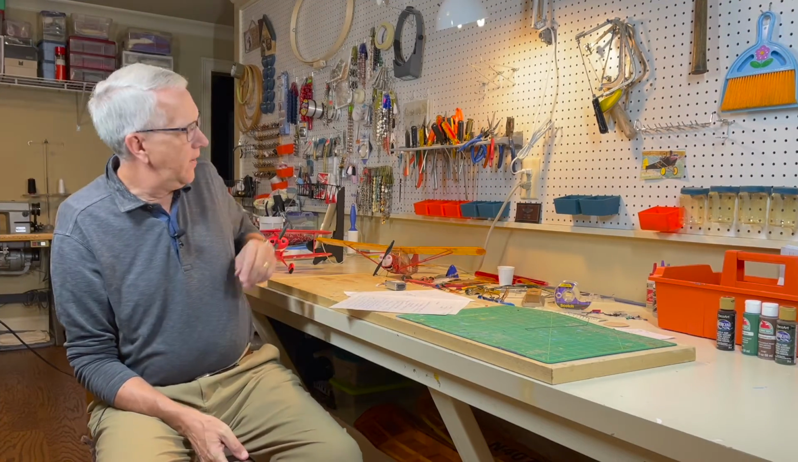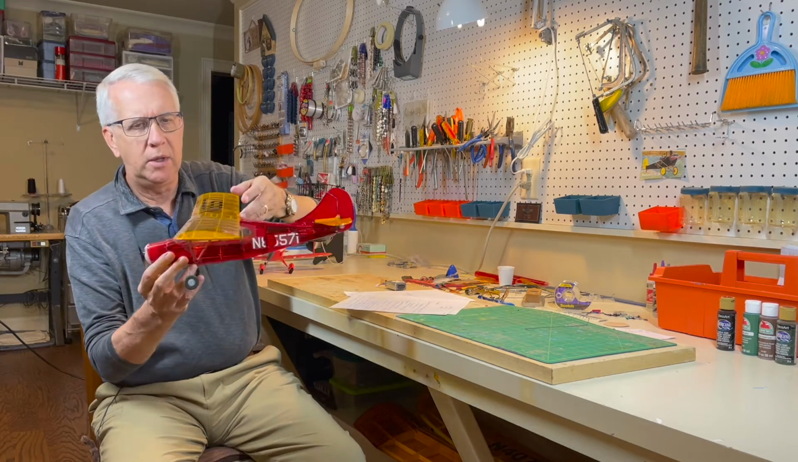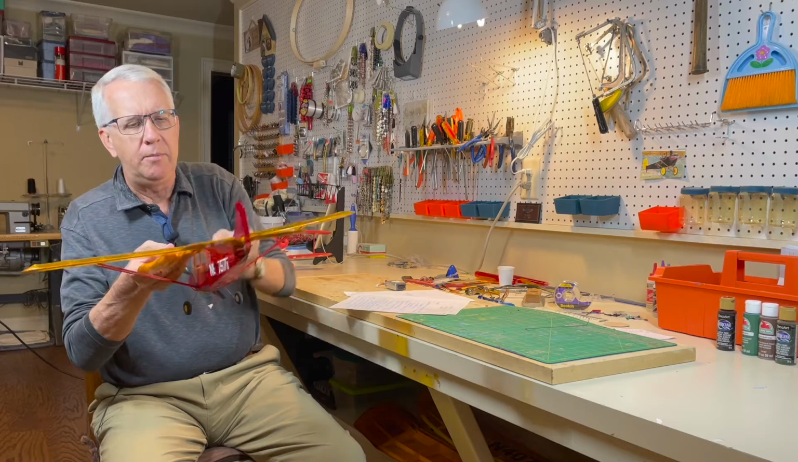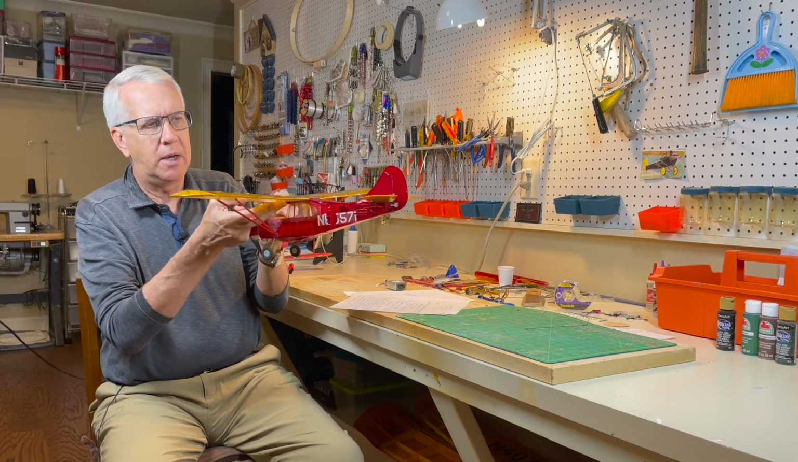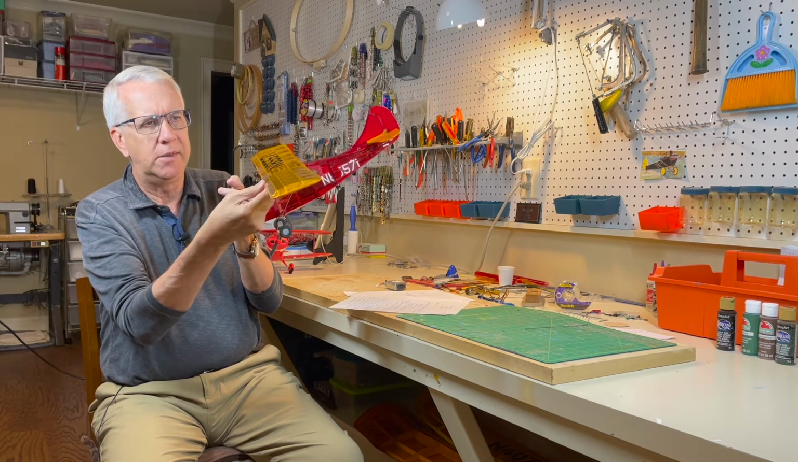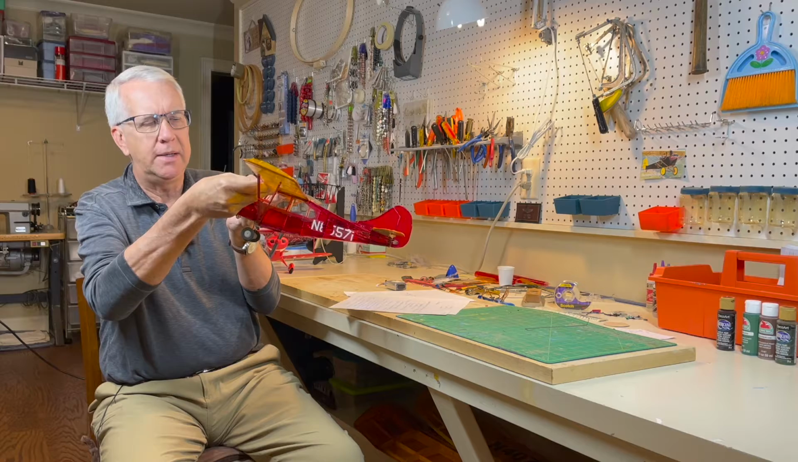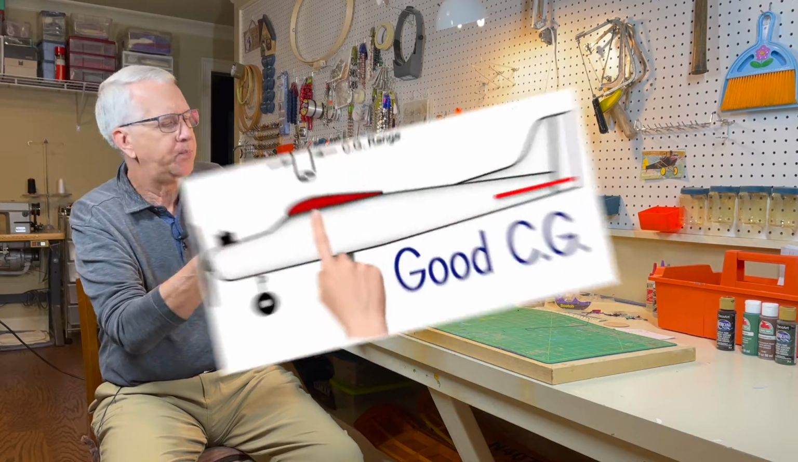For RC models, it's very easy just to use our fingers to balance the airplane. So this is a Guilo's Maranca. If I put my fingers about at the CG point, which is about here on the model, you can see the model balances out. If it was nose heavy, it'd be nose down. If it was tail heavy, it'd be tail down when balanced at the center of gravity. And again, the fingers are enough.